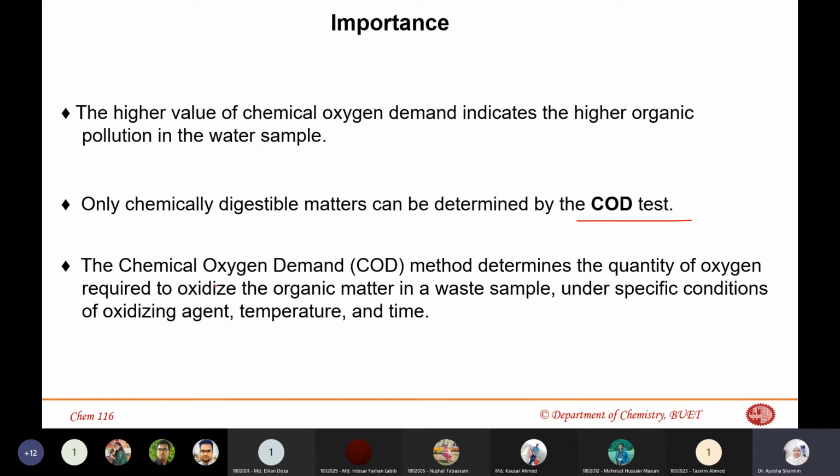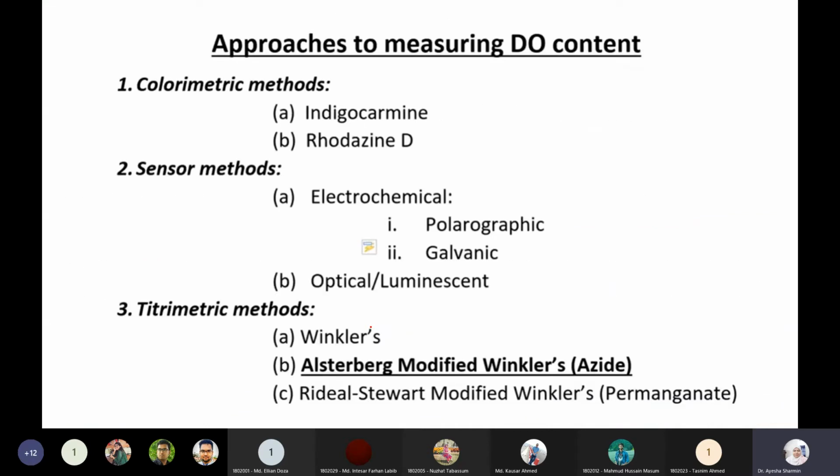Okay, we use a different method to find the chemical oxygen demand, not the method we are going to talk about now. This method is typically used to find out dissolved oxygen and BOD. So these are other methods that you can use to find out the dissolved oxygen. However, the problem with this method, like the colorimetric method, is that it's expensive.